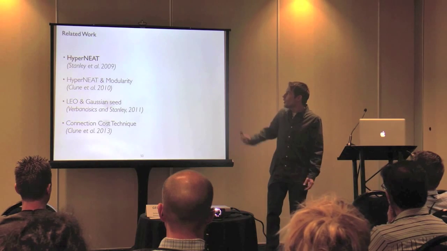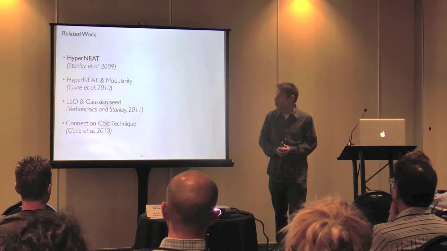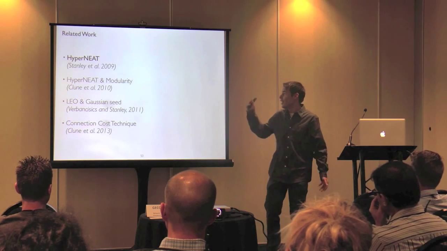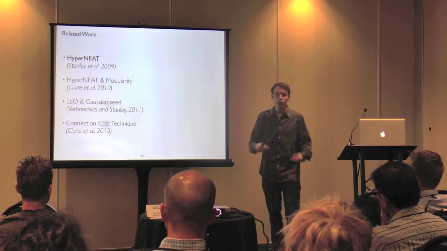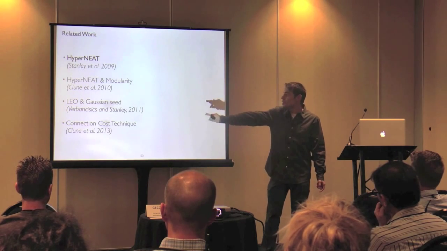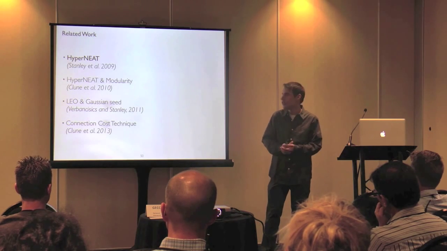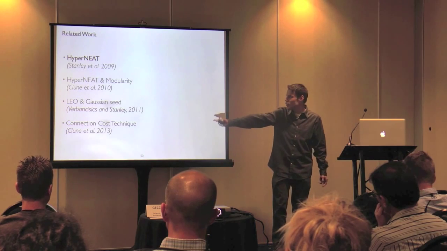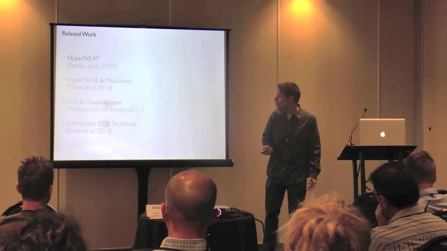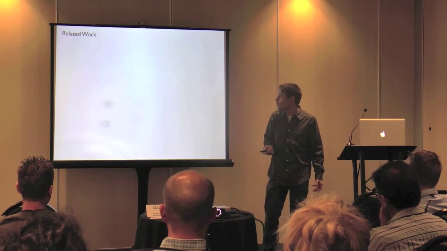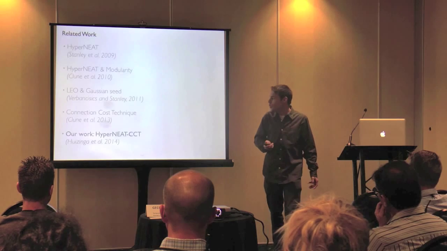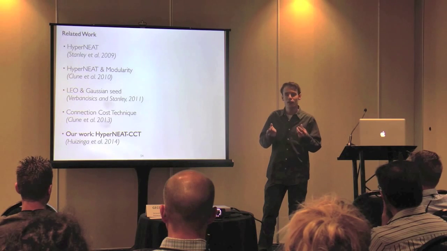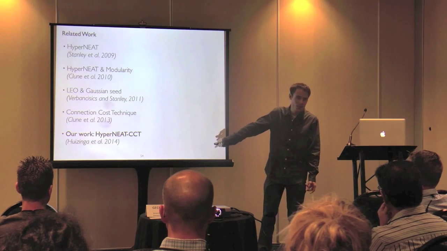So, in short, in 2009, Stanley et al. introduced HyperNEAT. In 2010, Clune et al. showed that HyperNEAT could not produce modular networks. Then one year later at GECCO, Verbancsics and Stanley showed that HyperNEAT could produce modular networks with LEO and the Gaussian seed. Then separately, Clune in 2013 showed the connection cost, and right now, a few years later at GECCO, we'll be presenting our research where we think we have a more robust way of creating regular and modular networks with HyperNEAT and the connection cost.